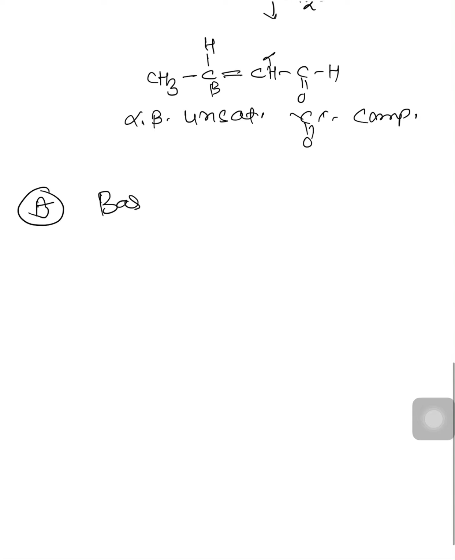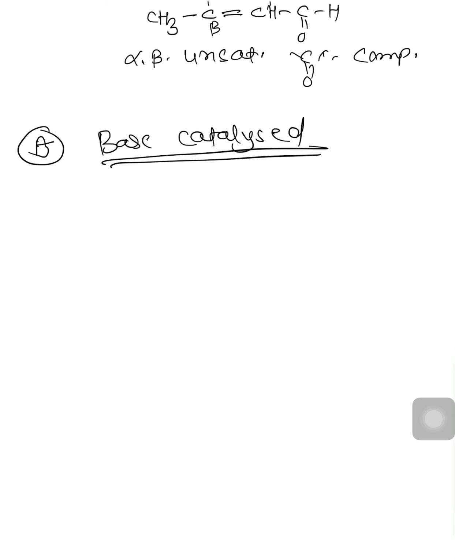What happens in a base catalyzed mechanism? Base catalyzed mechanism means we are carrying out the reaction with a base like NaOH or KOH. Here also we are taking 2 moles of acetaldehyde. Let us discuss when 1 mole of acetaldehyde reacts with OH minus. Now what will happen? It will abstract the hydrogen atom from CH3. Why? So let us first give the reason why this hydrogen gets abstracted.